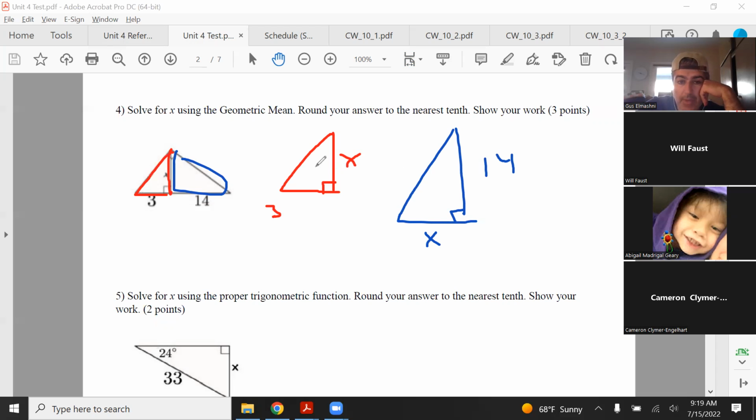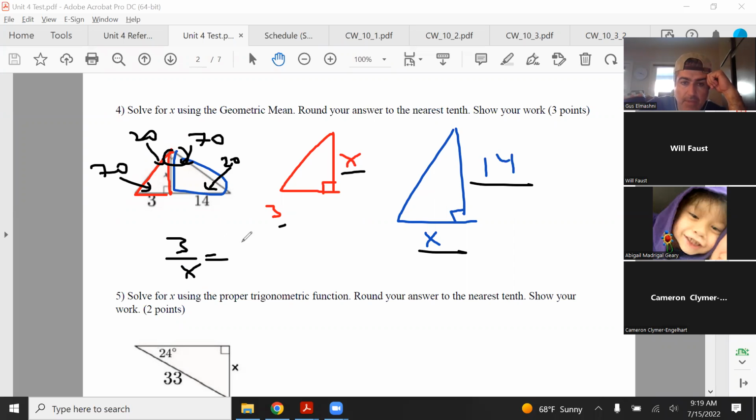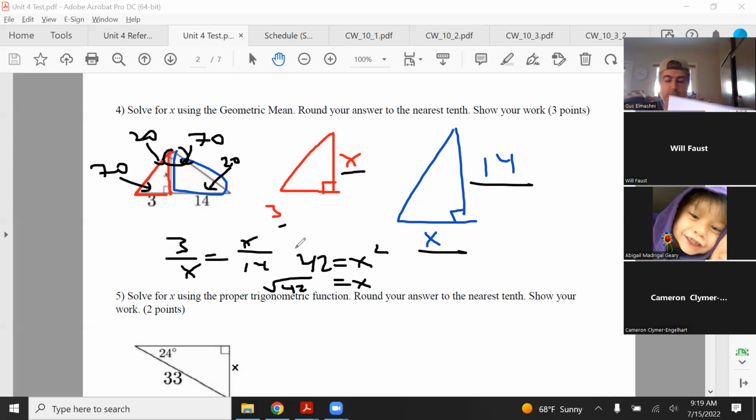So these are similar triangles. The reason why they're similar, if you were to hypothetically make up an angle for this guy, like say 20, then this would be 70, of course. And since that's a right angle, that's also 20, and that's 70. So we're going to have similar triangles, and I already have them in the right orientation. So 3 over x equals x over 14. Cross multiply, work it out, you get root 42. And then you could round, which I think is 6.5, sorry. That rounds to 6.5.